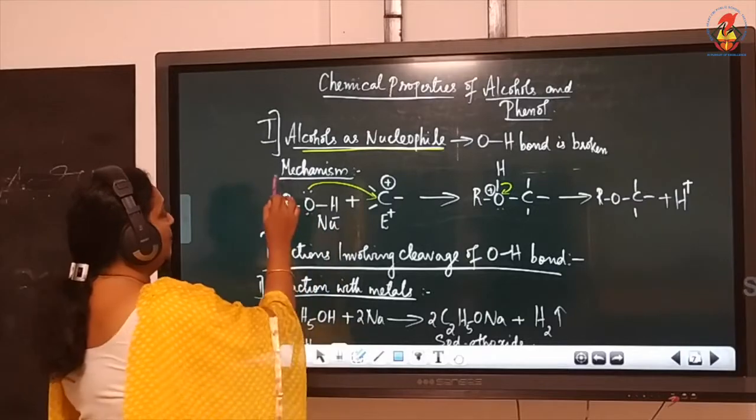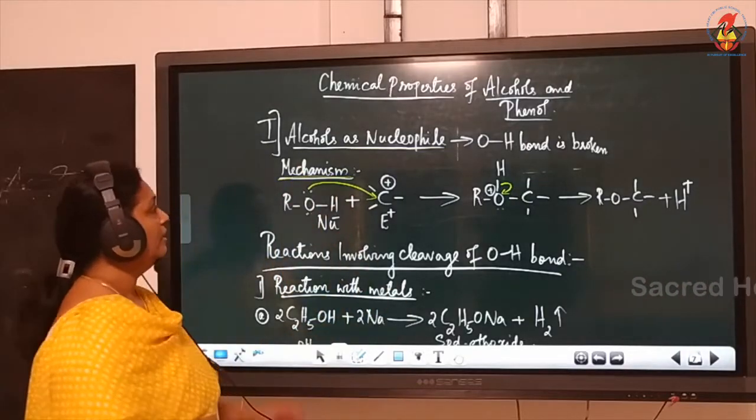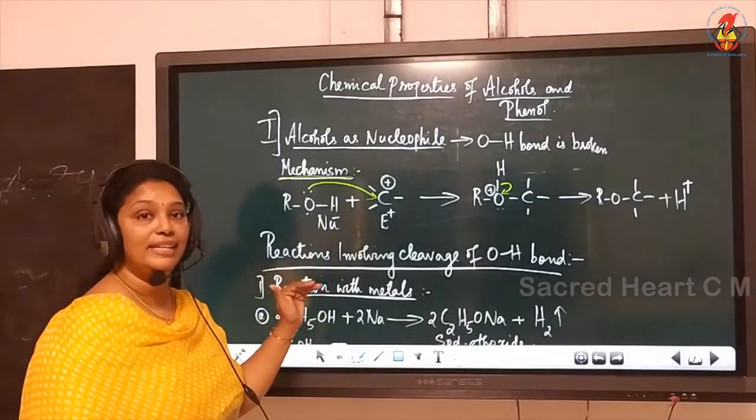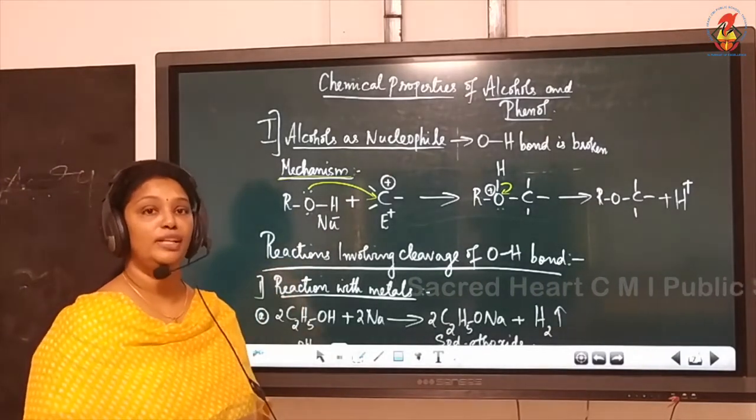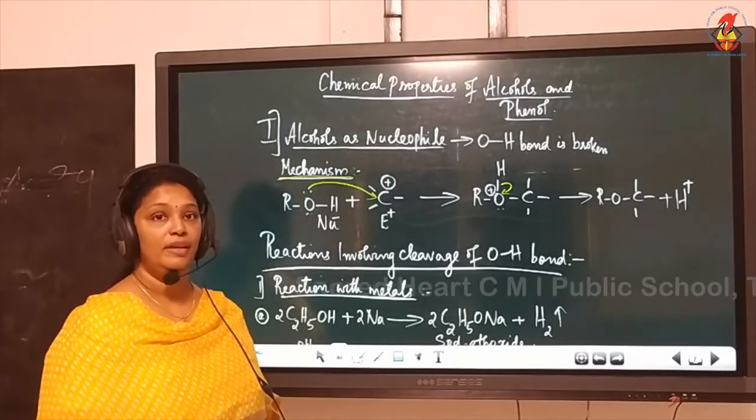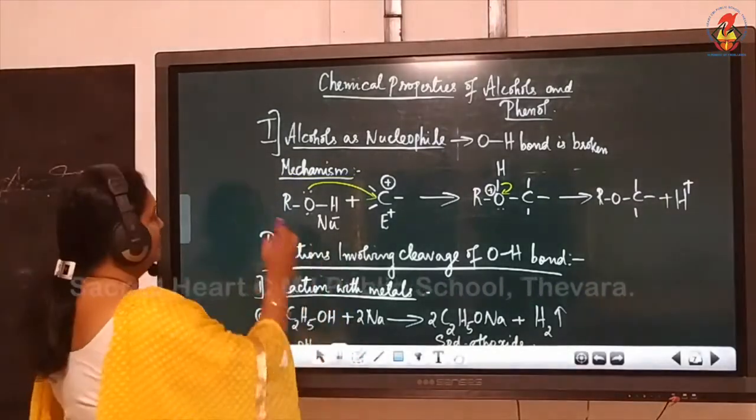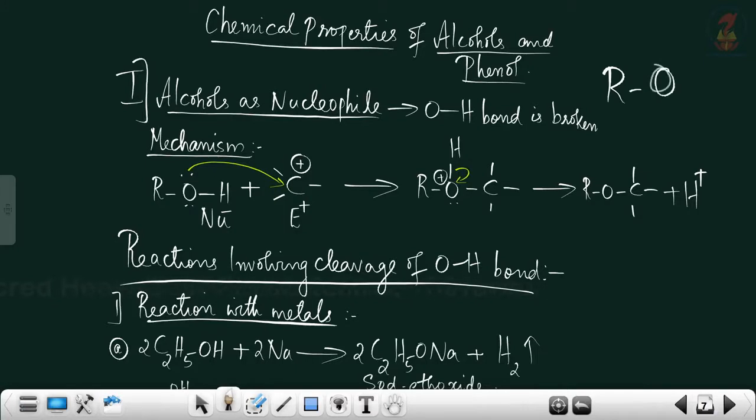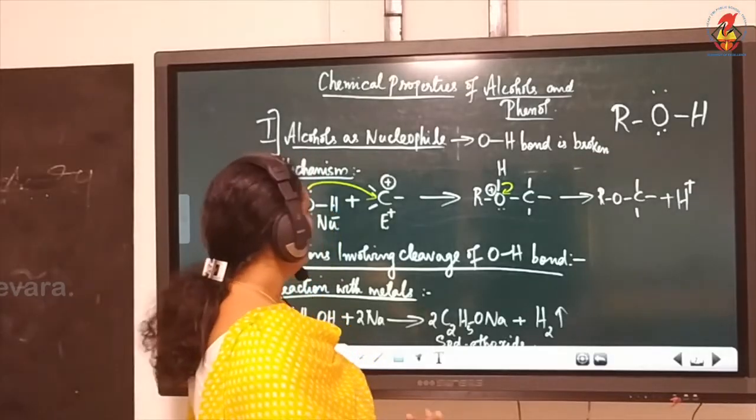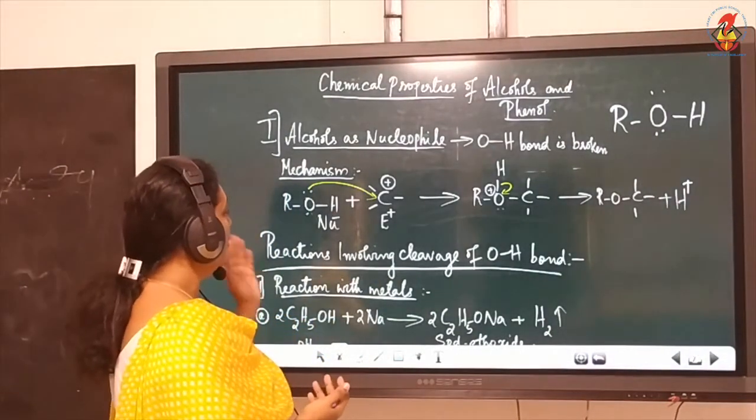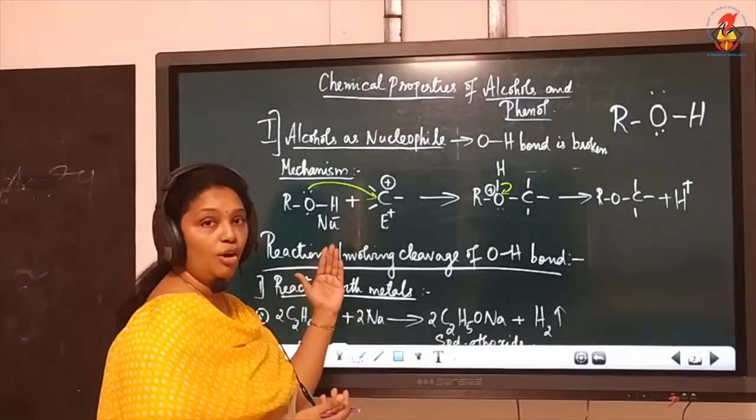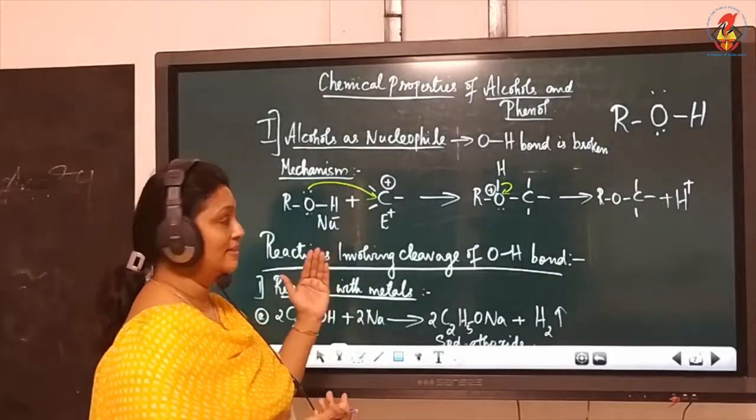Now we have the mechanism to study for the alcohols acting as nucleophiles. Now we know that nucleophiles are species which are rich in electrons. So in alcohols, there are two lone pairs of electrons on the oxygen atom, which makes alcohol a strong nucleophile. So let's see the mechanism for the reaction of alcohols acting as nucleophiles.